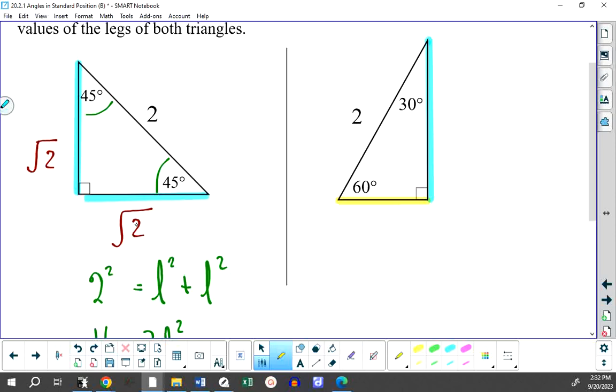We want to find the lengths of these two. I'm telling you, you should be able to figure, not should be, it's possible to figure out the yellow length just by looking at it.